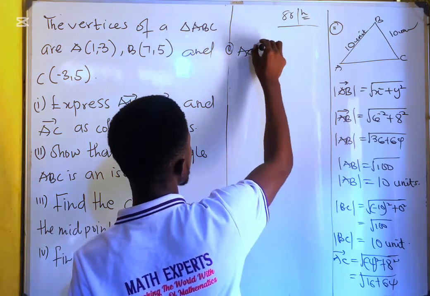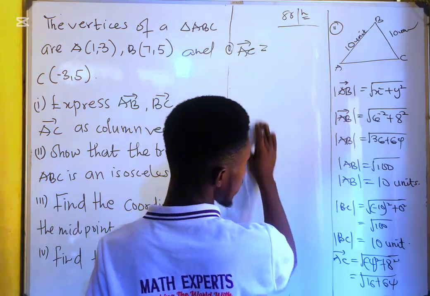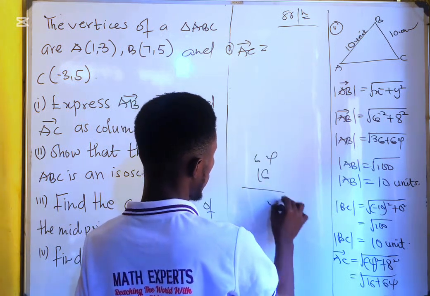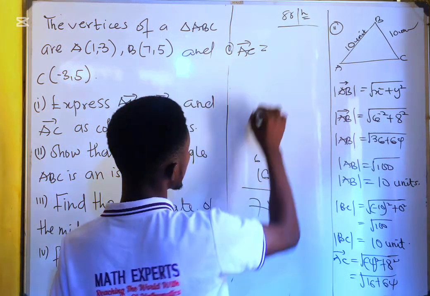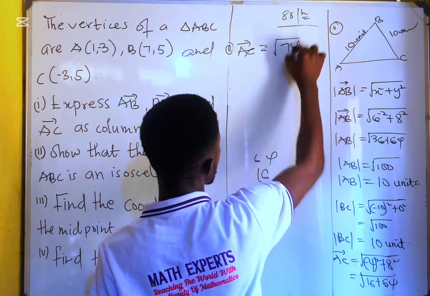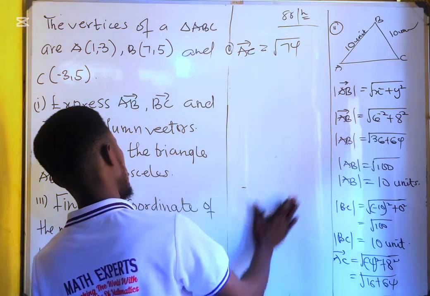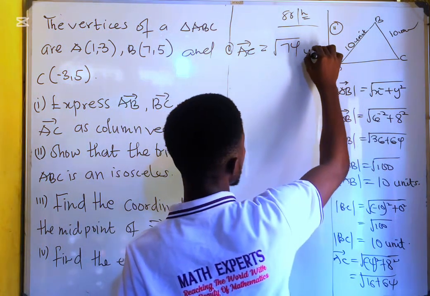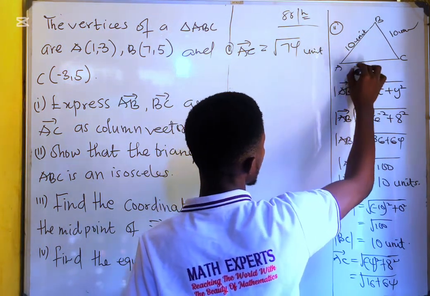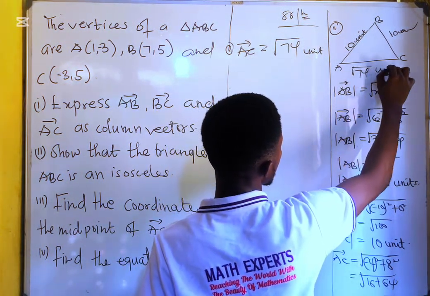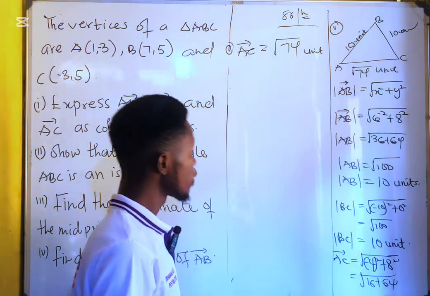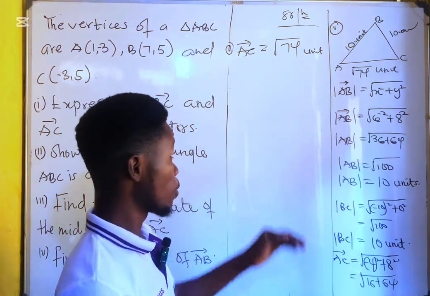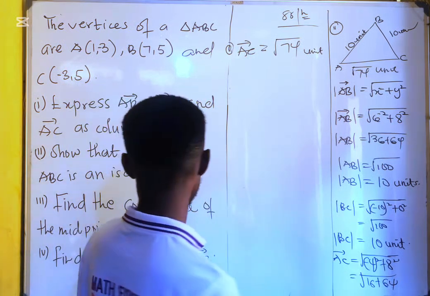So AC is going to give us 16 plus 64, which is 74. Square root of 74. This one is a surd. You can break it down to be in decimals, so we leave it like this. Since we are leaving it, you won't bring the unit. So square root of 74 units. Okay, so the question is to show whether the triangle is an isosceles or not. Okay, that was the question.